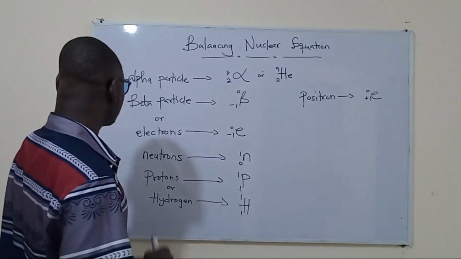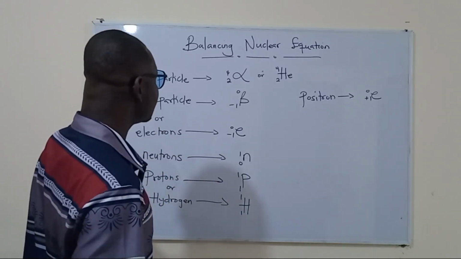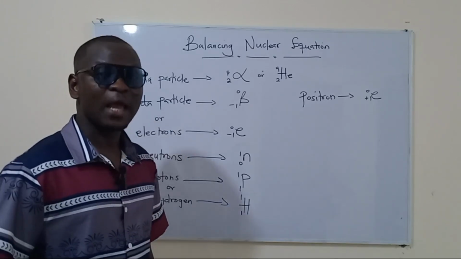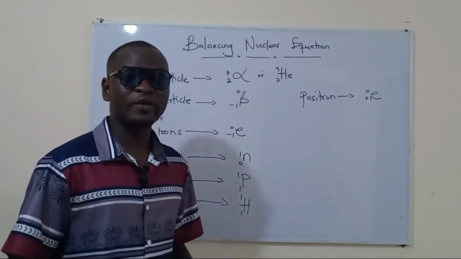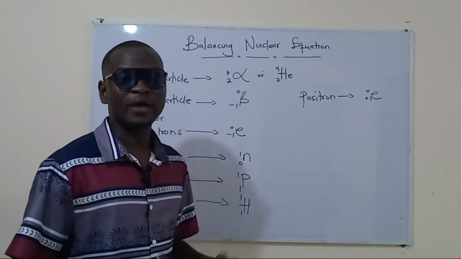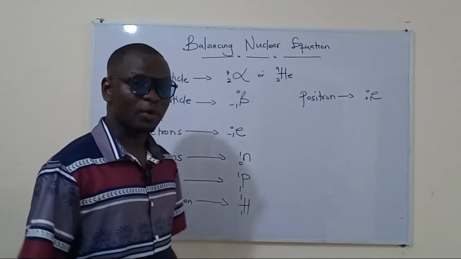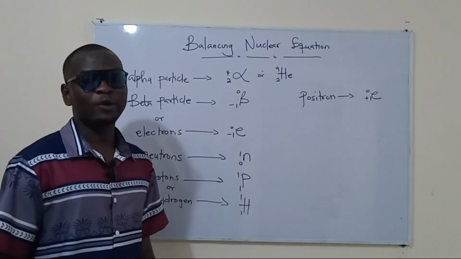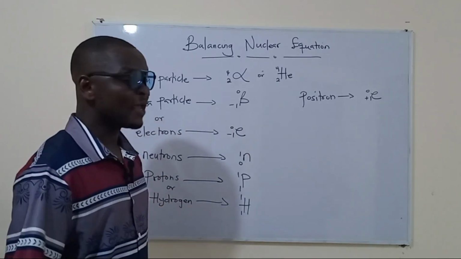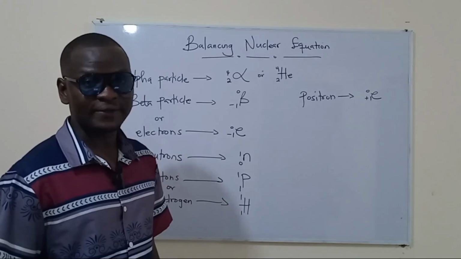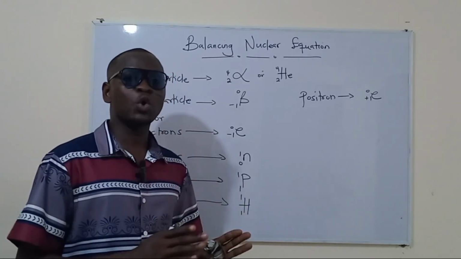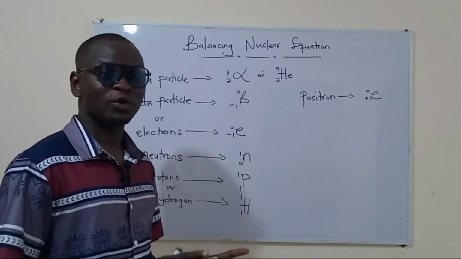When you want to balance a nuclear equation, it can be given to you in two forms: sometimes in word form, or they will give you the equation and ask you to balance it. So we're going to take two examples, one where we are given a word equation and one where we are given just an equation and asked to balance it. But before we balance nuclear equations, there are two laws that help us.